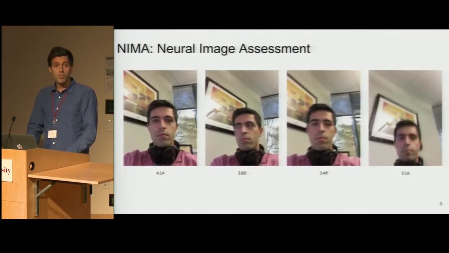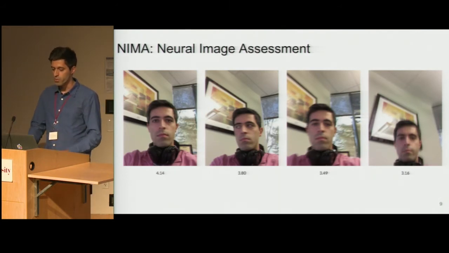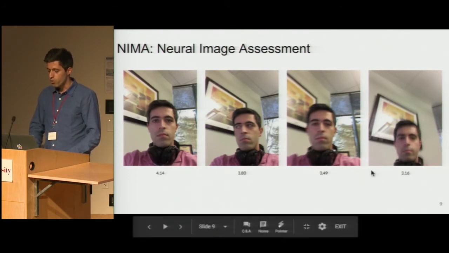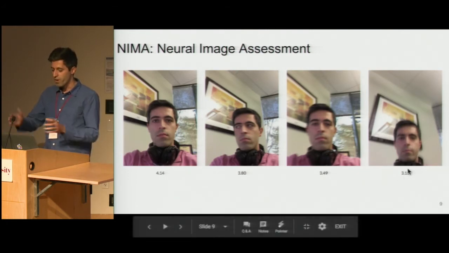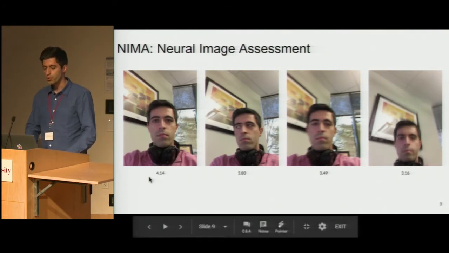Could be a burst of images. These images are taken a few hundreds of milliseconds apart from each other, and as you see, the image with more motion blur and bad framing actually gets the lower score compared to the sharp, well-framed image.